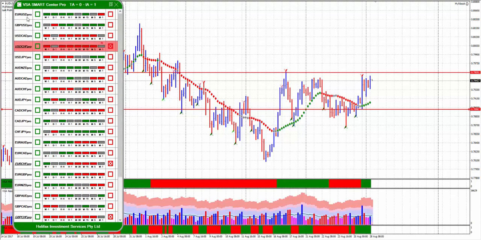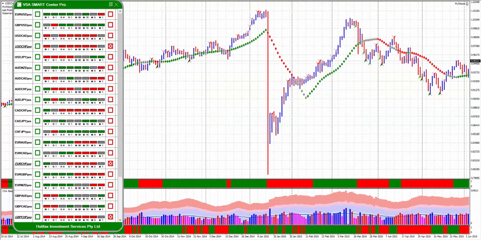Okay, Euro USD, we don't have trend alignment to the upside yet, but it's getting close. USD Swiss is the other currency pair that we'll look at, and we do have trend alignment to the downside. So they're two currency pairs that we can keep an eye out for, to look for trade opportunities. So let's have a look at those charts.